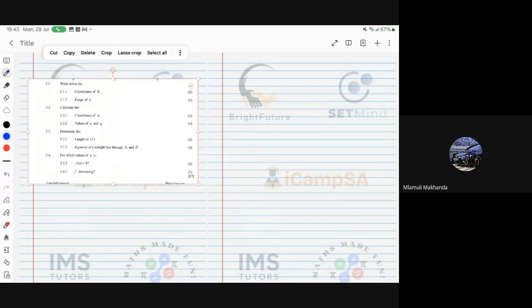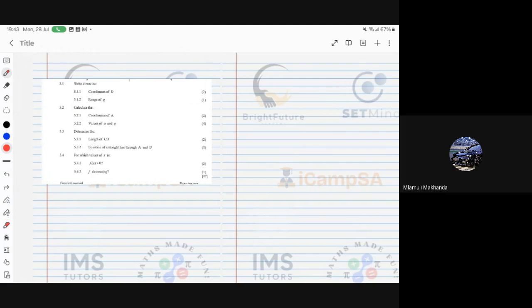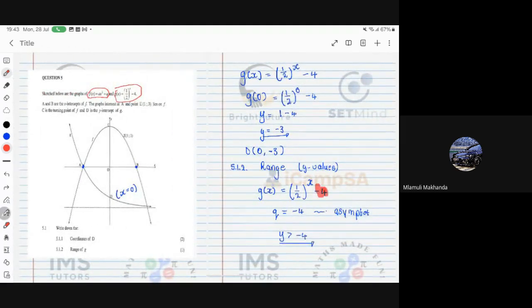Okay, and then we are in this question now. Question 5.2. They are saying calculate the coordinates of A. We have to go back to the graph again, where they are looking for these coordinates. We do have the equation for g, but for the parabolic function we don't have the equation. But they already told us that the graph intersects at point A.